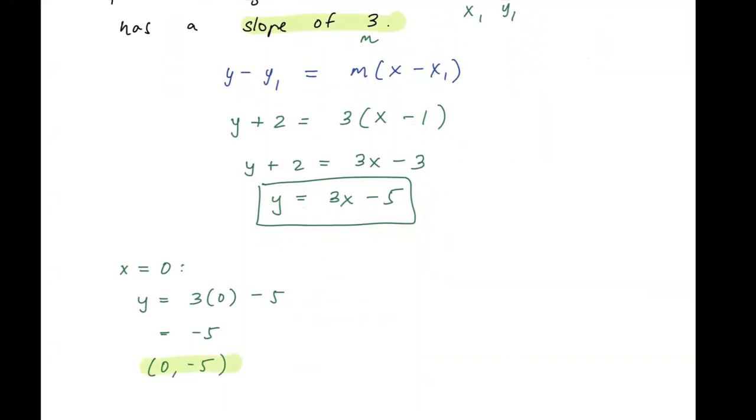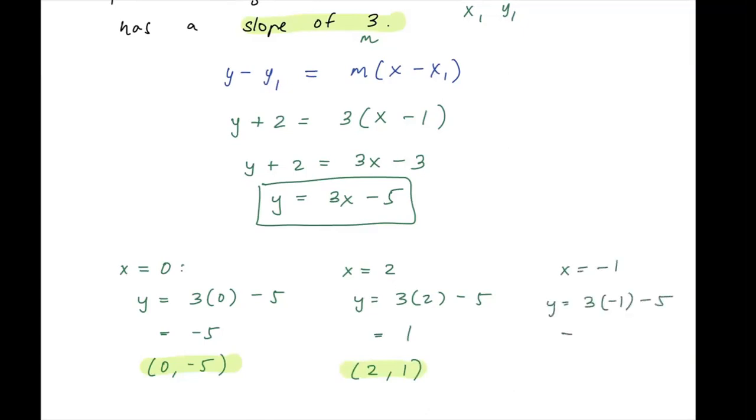We already used 1 because that's what they give us. So let's use 2. y is equal to 3 times 2 minus 5, which is 1. So 2 comma 1 is another point on the line. Then if we pick negative 1, y is equal to 3 times negative 1 minus 5, which is negative 8. So that means that negative 1 comma negative 8 is another point on the line.